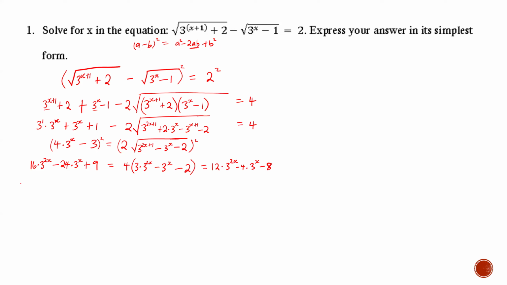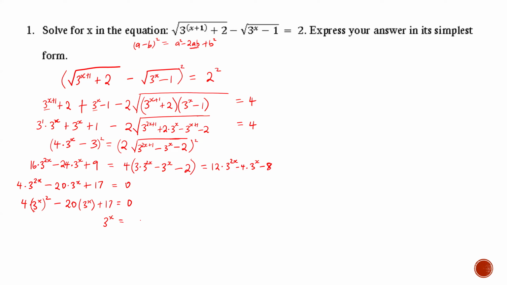So if we collect like terms, we're going to have 4 times 3 to the power 2x minus 20 times 3 to the power x plus 17 is equal to 0. And now this is our quadratic equation. And for those who it's not clear to see, this is exactly the same as 4 times 3 to the power x squared minus 20 times 3 to the power x plus 17 is equal to 0. So it's a quadratic, and the variable we're solving for is 3 to the power x. And so at this point, you can use the quadratic formula, because you can't really factorize this.